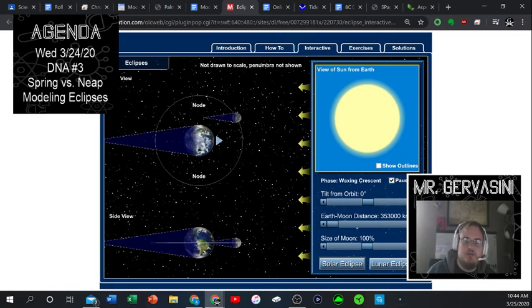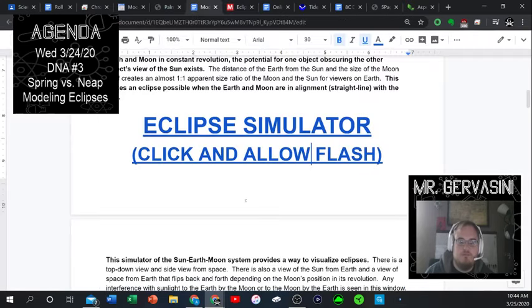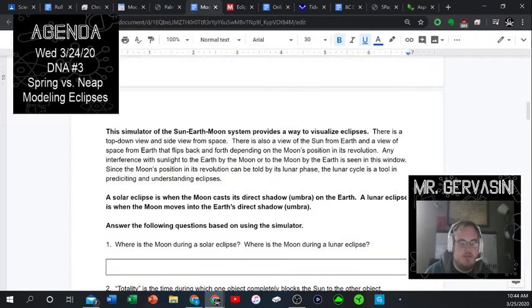Earth-Moon distance, you can spread out or close in the orbit of the moon. Okay, and then size of the moon, just make it bigger, make it smaller. All right, so just different things in the simulator because these questions are going to relate back to it.